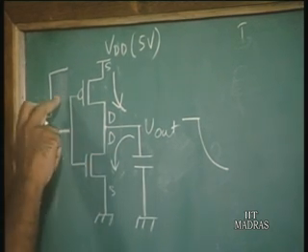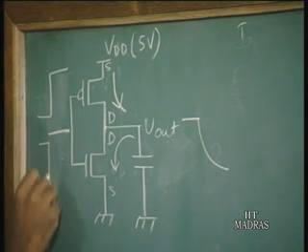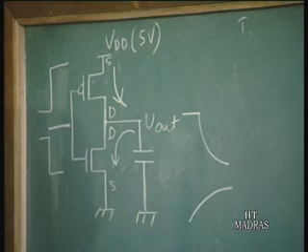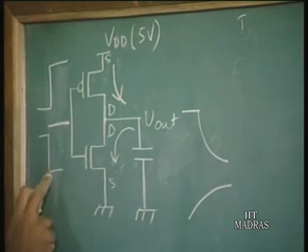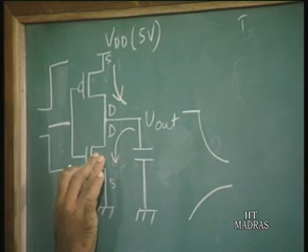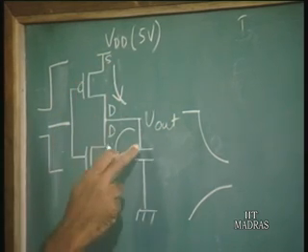When we have the other transition, that is when the input goes from high to low, the output will go from low to high. What happens is the NMOS transistor is off, the PMOS transistor is on, and that charges the capacitance.